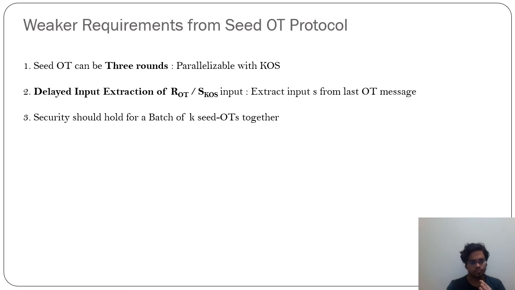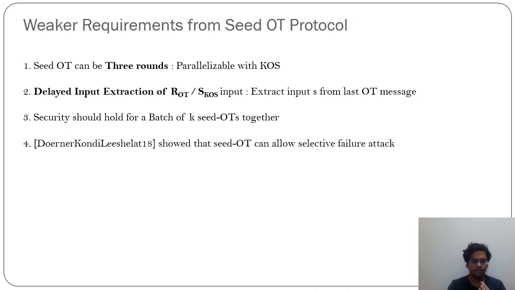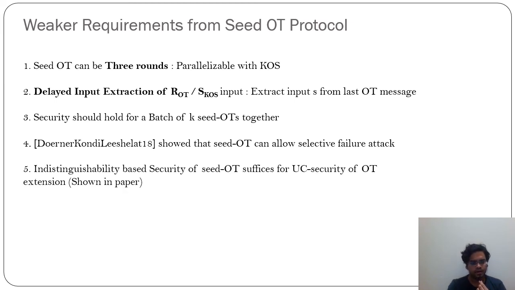Then the security of the OT protocol should hold only for a batch of K seed OTs together. So obtaining security for individual OT is much more expensive than obtaining security for K seed OTs together. Also, the work of Doerner et al. showed that the seed OTs can allow selective failure attack. And finally, we show in our paper that the seed OTs can satisfy indistinguishability based security instead of UC security, and that suffices for proving that the overall OT extension protocol is UC secure.